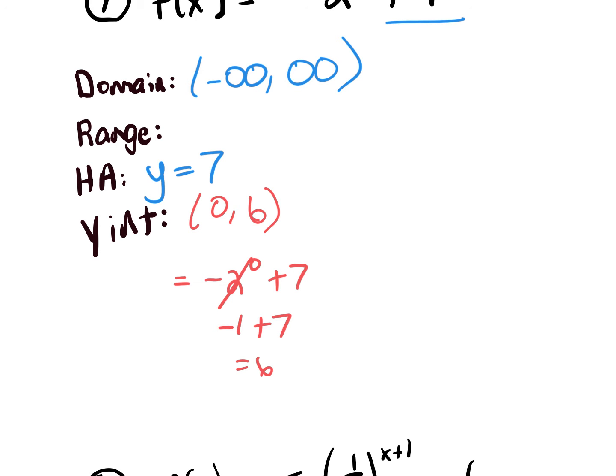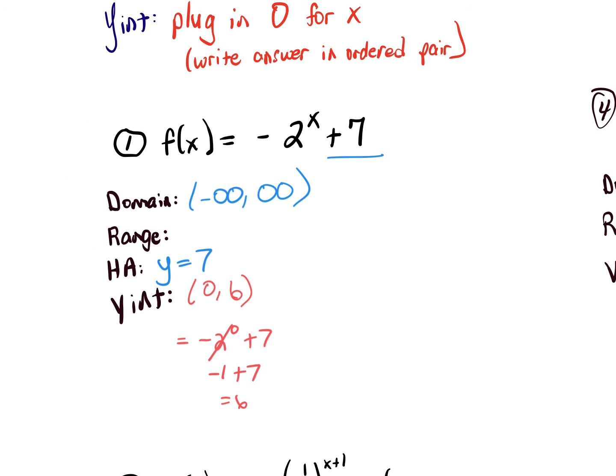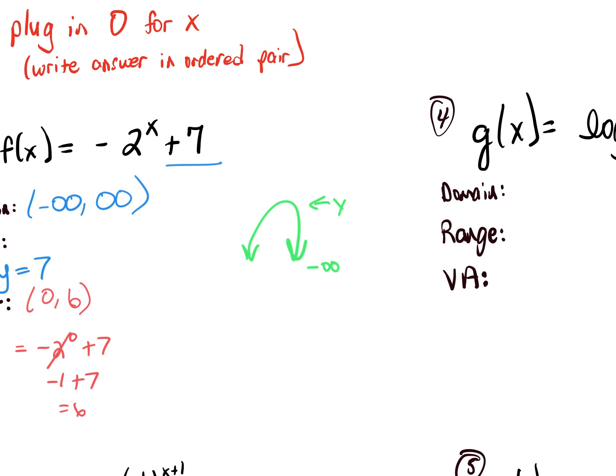Now this is where we have to think. This is very, very similar to how we found our range for our parabolas. Remember, if we had a negative parabola, our range was negative infinity to whatever the y part of the vertex was. And then if it was a positive one, it was the y part to what? Positive infinity.